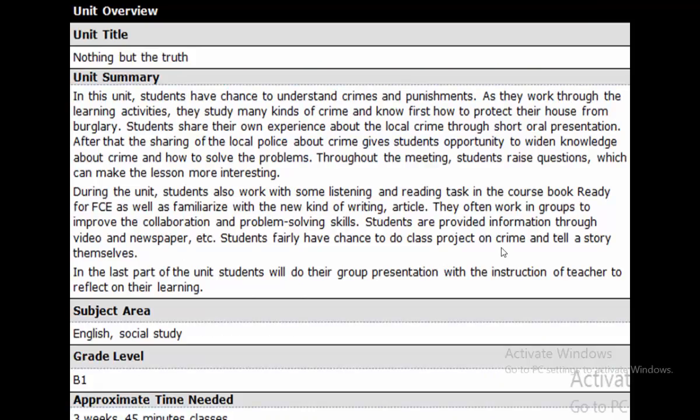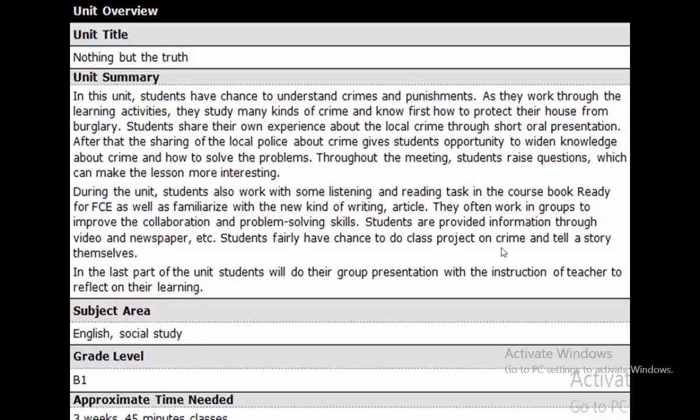In my lesson, my students have a chance to know many kinds of crime and punishment, as well as knowledge about it that they may not know, and how to protect their house and themselves. I will give them an opportunity to meet the local police, ask him questions, and also share their own experience with him and with the class.